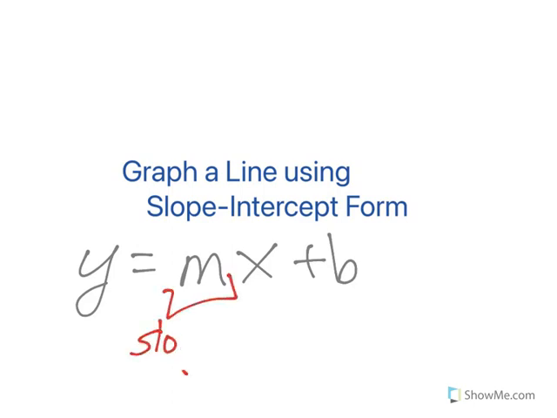m is the slope. So remember, we want slope to be a fraction because we have the change in y over the change in x. Are we going up or down, over? Are we going left or right? That's the idea of slope.